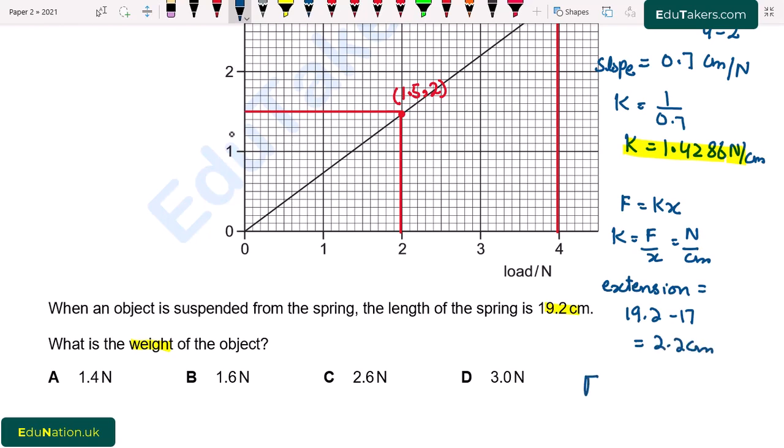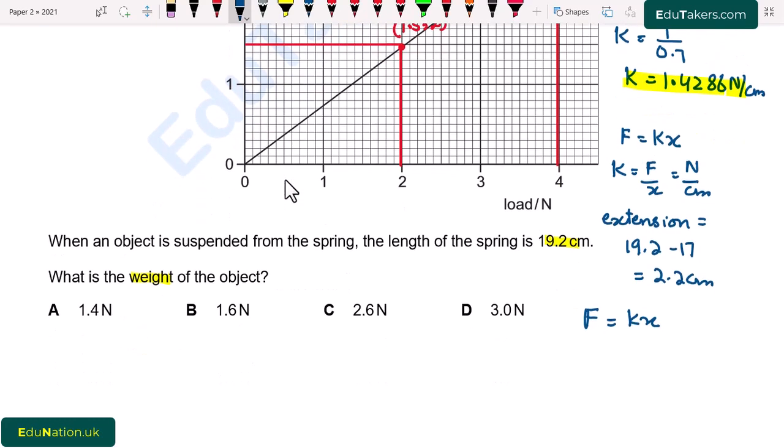So the value of F will be equal to Kx. Here we calculate the value of K. It will be equal to 1.4286 multiplied by 2.2. So the value of F will be equal to 3.0 Newton. So this weight is actually equal to the value of load or force. So here option D is correct.